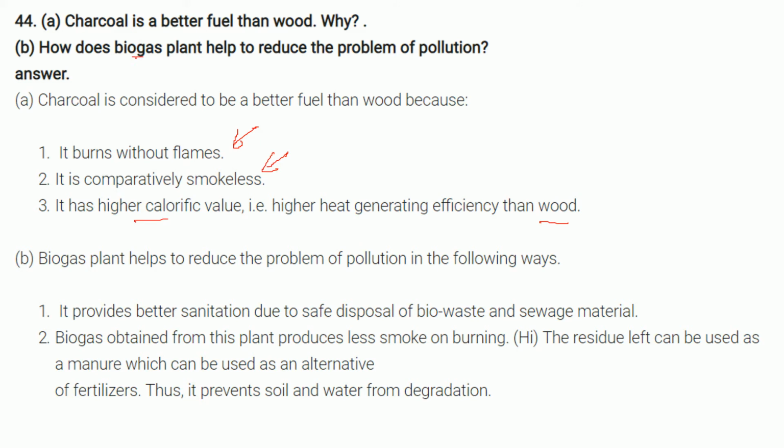How does a biogas plant help to reduce the problem of pollution? First of all, it provides better sanitation due to safe disposal of bio-waste and sewage material. And biogas obtained from this plant produces less smoke on burning. The residue left can be used as manure or compost, which can be used as an alternative to chemical fertilizers. Therefore, it prevents soil and water from degradation.